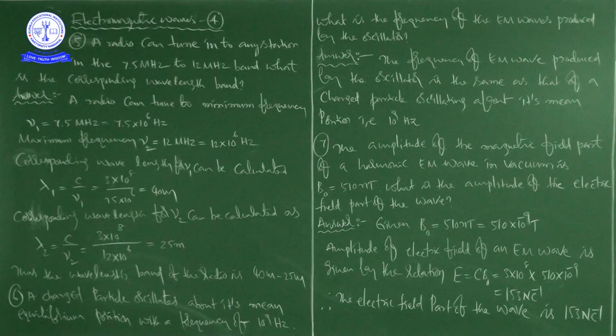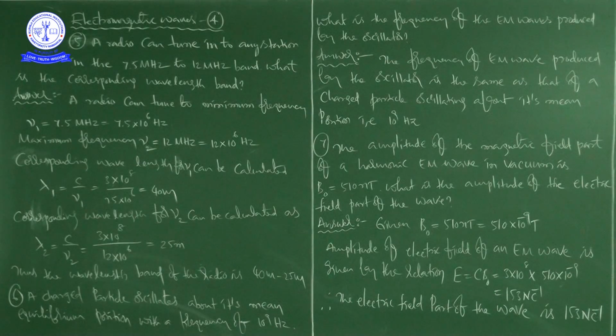That relation you know, E is equal to C into B naught. First see the given data, B naught is equal to 510 into 10 to the power of minus 9 Tesla. The amplitude of the electric field of an electromagnetic wave is given by the relation E is equal to C into B naught, that is 3 into 10 to the power 8 into 510 into 10 to the power minus 9. So we get E value as 153 Newton per Coulomb.